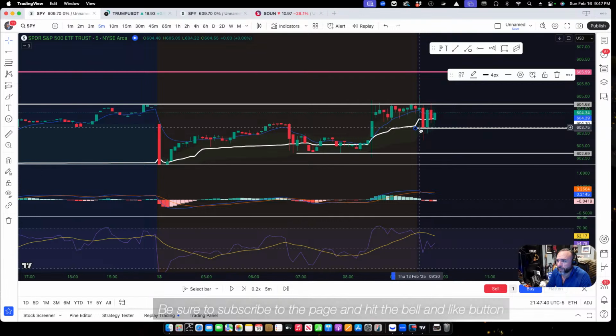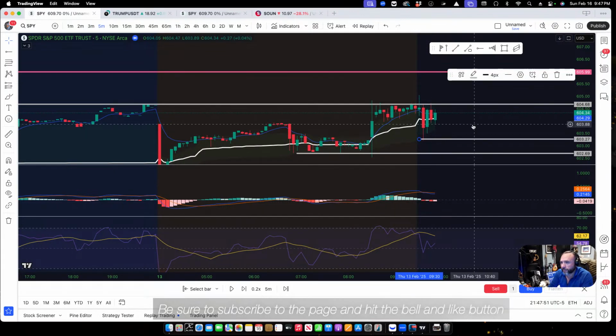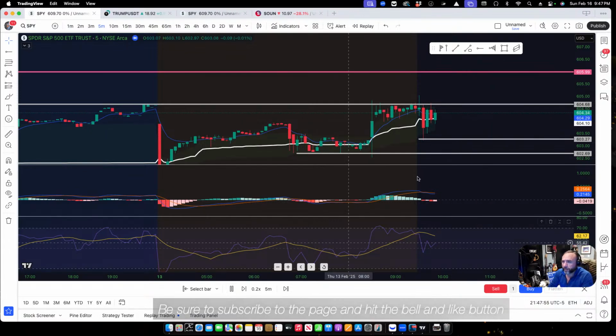Wherever the bottom, wherever the top is. You can mark the bodies, you can mark the wick if you want to be more conservative. If you want to mark the wick, that's fine. Okay, let's keep playing.